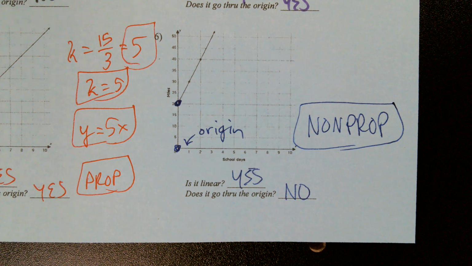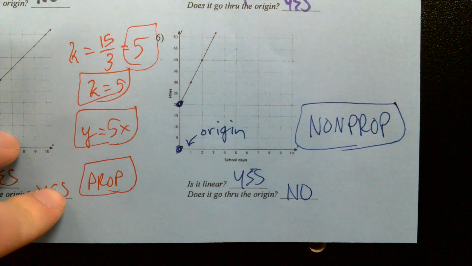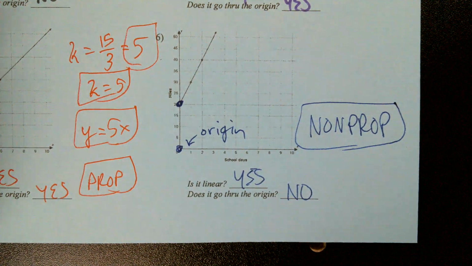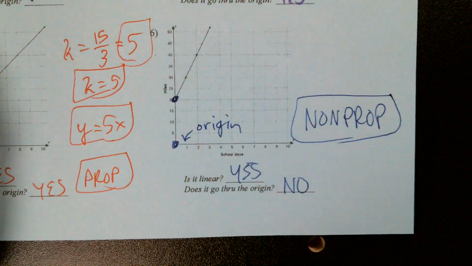Can we find a value of k here? No. Can we write an equation? No, still no. We need a k to write an equation. Well, that's not necessarily true. We can write an equation here, but not yet. That comes, I don't know, in a week and a half from now. But for now, we cannot write an equation. We'll leave it as non-proportional.